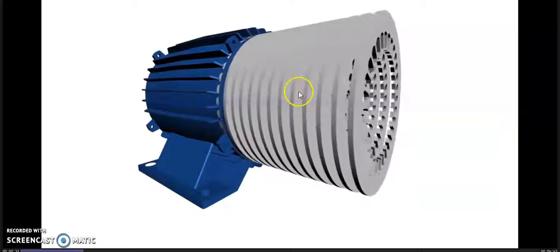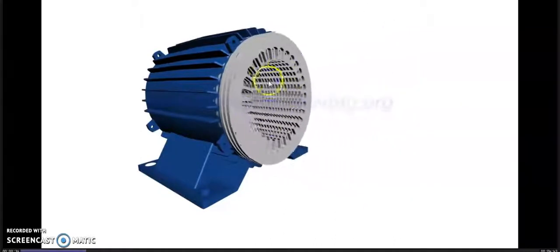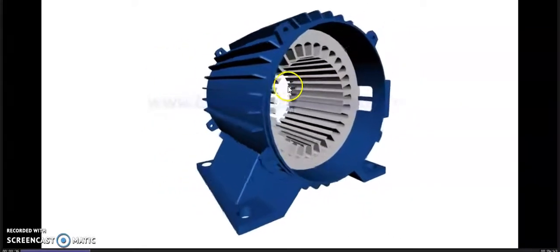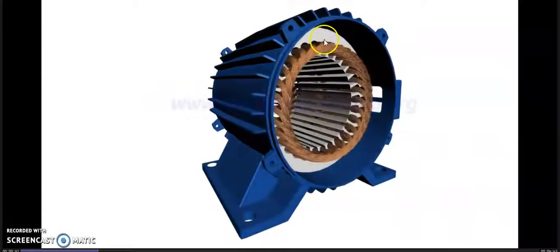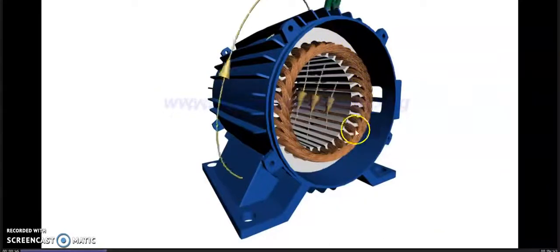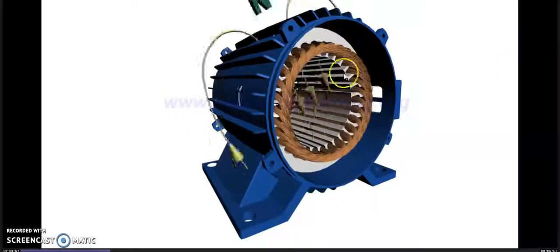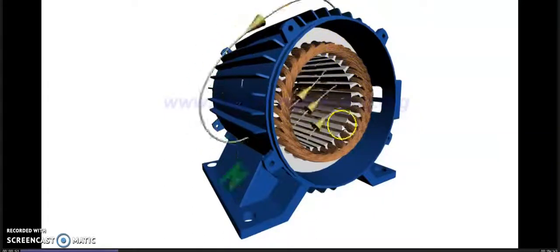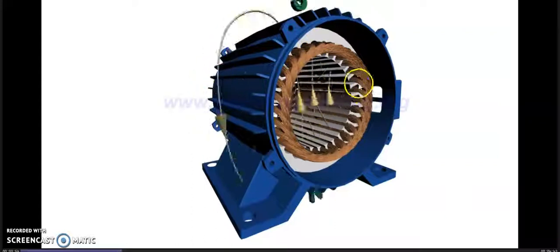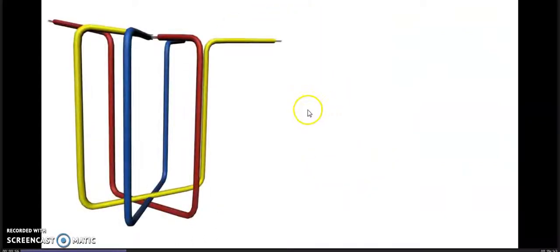You can see they are made up of highly permeable silicon steel, just to eliminate the hysteresis losses, whereas thin laminations are used to eliminate the eddy current losses. And you can see the windings are placed here, and when excited, the field starts to rotate. This is called the rotating magnetic field, which it is showing on the screen. And again, this winding can be either star connected or delta connected.